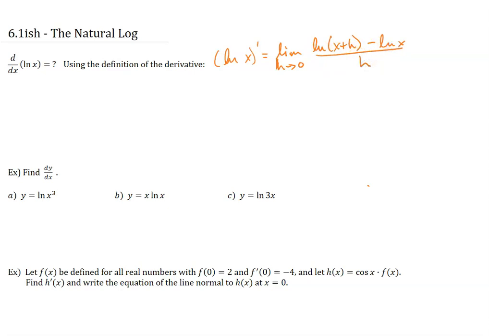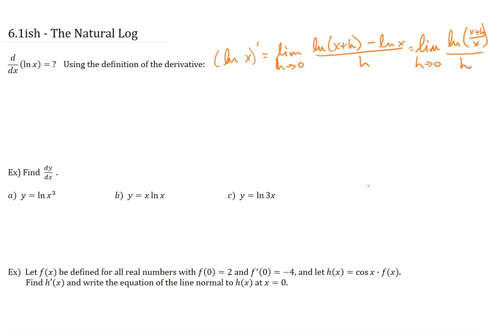And now we're going to start with log properties right off the bat. If we have subtraction of two logs with the same base, which both of these are base e, we can combine them with division. We can combine them as a quotient. So this becomes the limit as h approaches 0 of the natural log of x plus h all over x. So I'm doing x plus h over x, and then all of that is still over h.